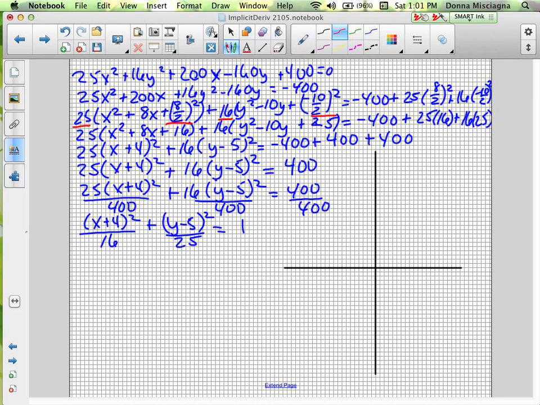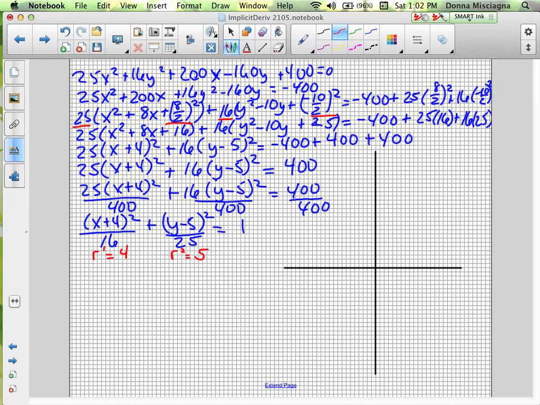If this was a circle and 16 was my radius squared, that would mean 4 is the radius. So technically, one of my radii is 4. I'm just going to call this radius 1; I like to think of it that way. It's not truly a radius because it's not a circle, but it's kind of like a radius. And this is radius number 2.